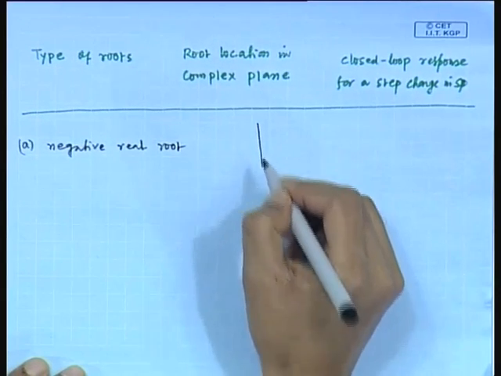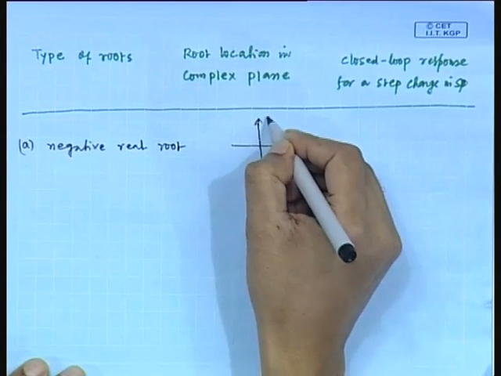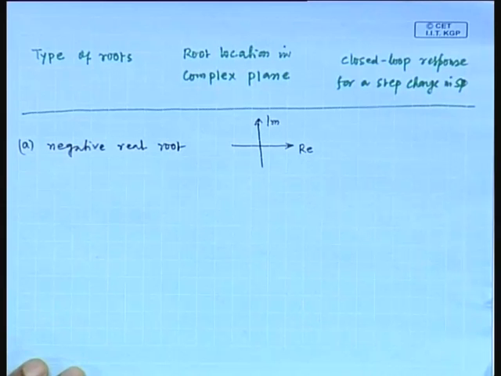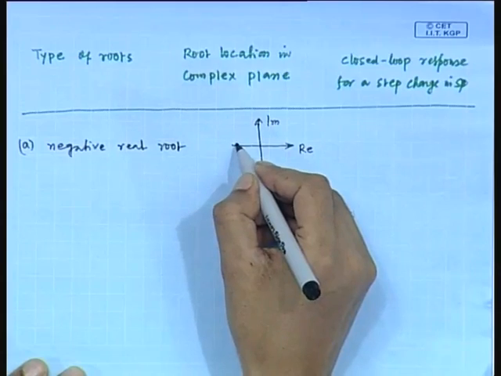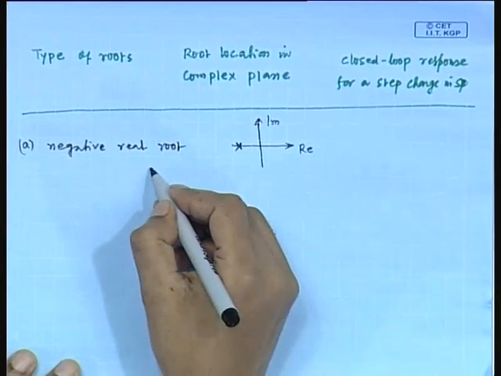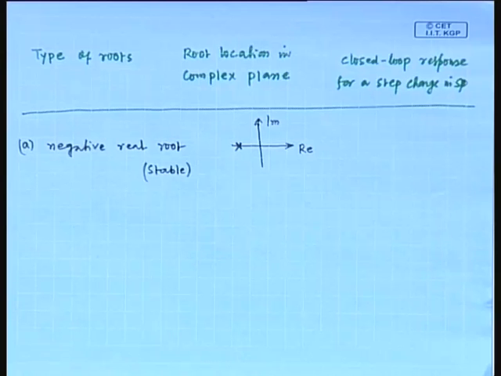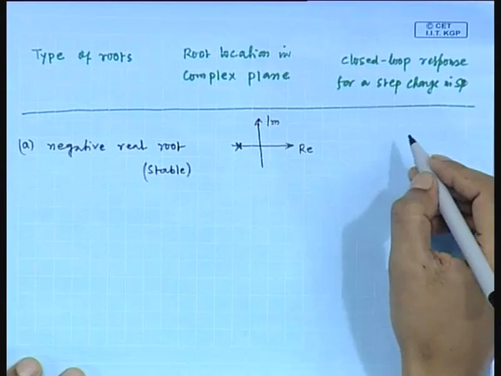So, this is the complex plane, this is real axis and this is imaginary axis. Fine. So, suppose we are considering a single negative real root. The position of that should be here. What does it indicate? The feedback system is stable or unstable? This is stable. So, if the characteristics equation has a negative real root, then the system is stable.